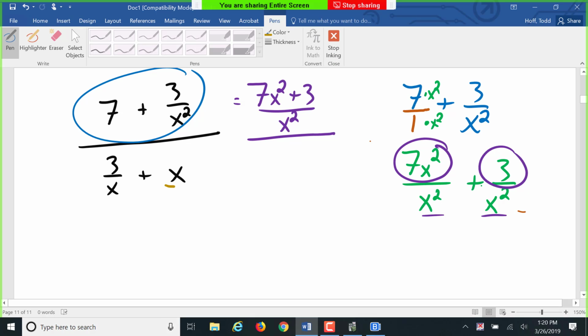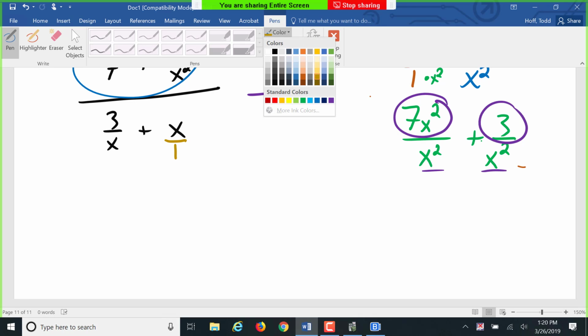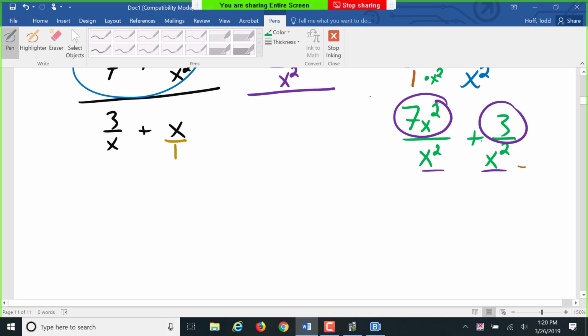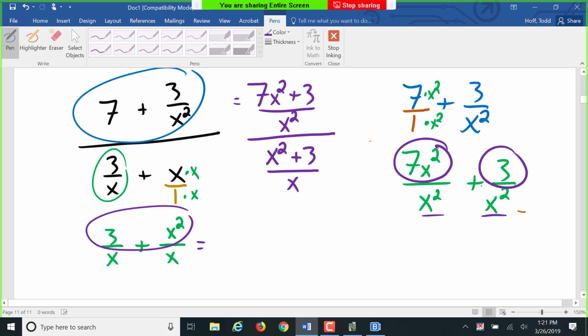3 over x plus x. I'll make that x over 1, so it's a fraction. What's our common denominator going to be? Here it's just going to be x. So we're going to multiply the second fraction by x on top and bottom. So this is still 3 over x, plus, what's the second fraction become? X squared over x, perfect. Now when we add, we've got 3 plus x squared, which I'm going to write as x squared plus 3, over, I keep my common denominator of x.